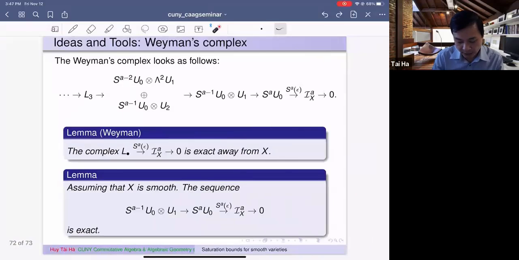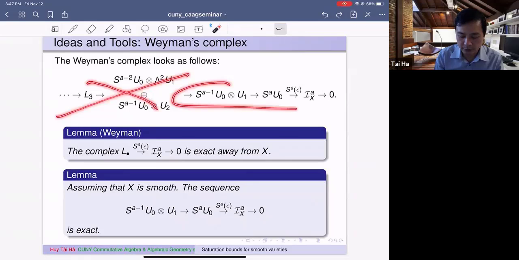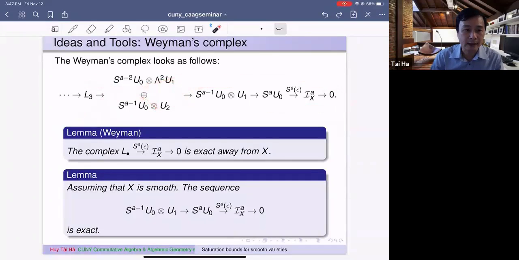In fact, we prove that if we forget about the later terms and just look at the first few terms here, it's always exact. That allows us, at least in dimension 1, to do diagram chasing, just the standard techniques. You have a long exact sequence, you break it into short exact sequences, and chase through those short exact sequences.